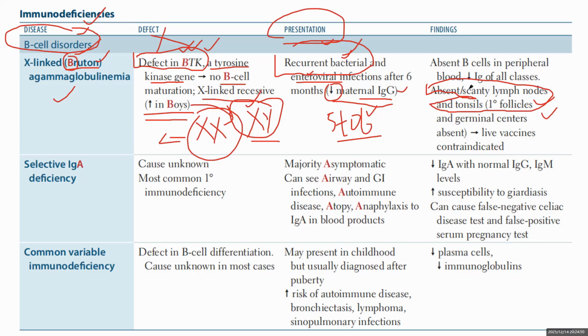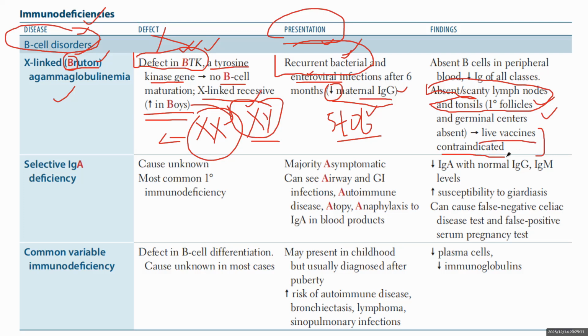One more crucial point to remember is that these kids cannot receive live vaccines. That's why it is written here that live vaccines are contraindicated. The key point is that without antibodies, a live vaccine can actually cause infection instead of protection.